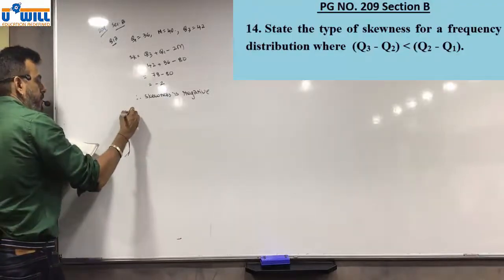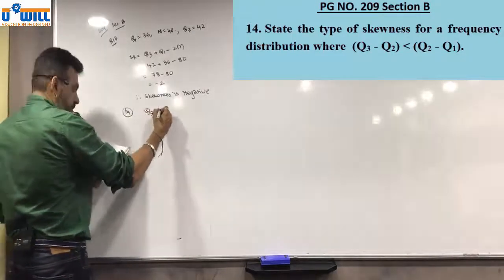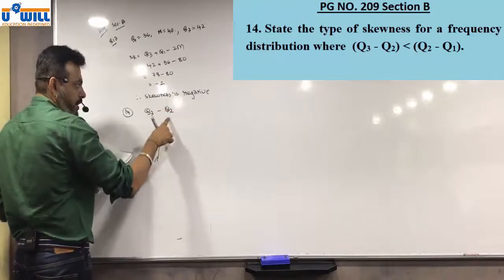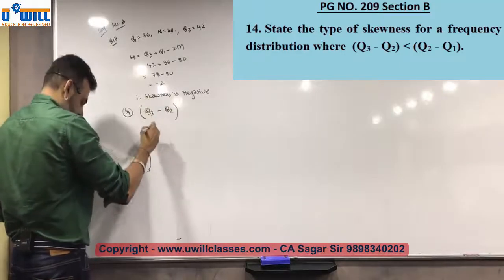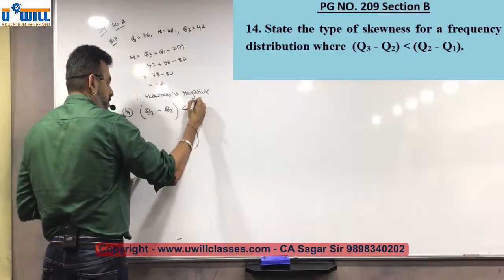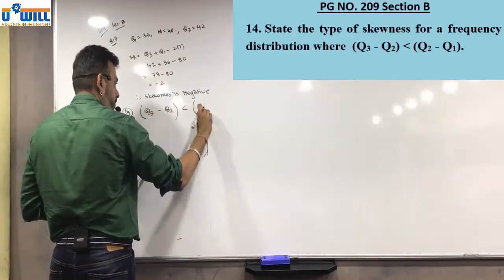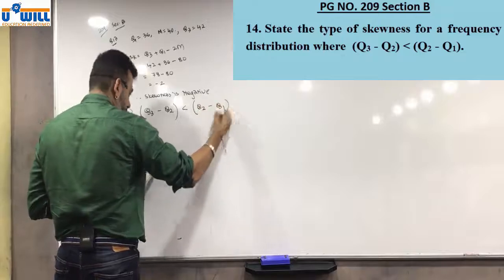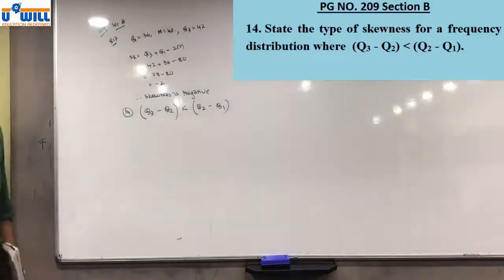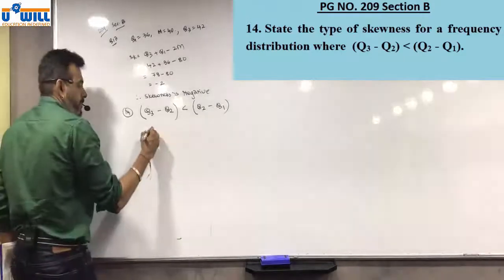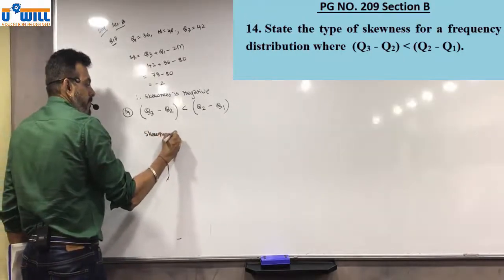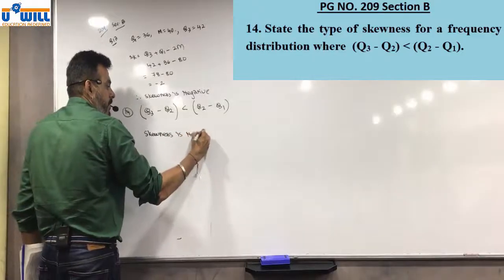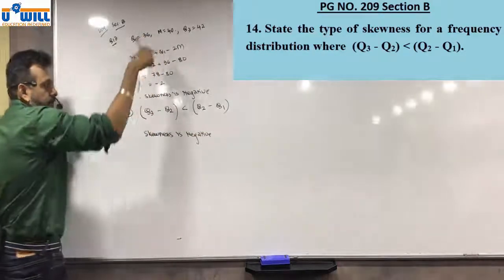Q3 minus Q2, Q2 means what? Median is less than Q3, Q2 minus Q1. Which type of skewness is this? Less than, so it is negative. Understood this? So skewness is negative. Let's check with these numbers.